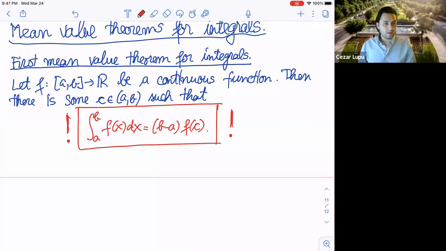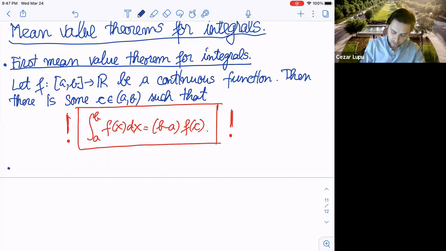As you can see, this is nothing else, just an application of the classical mean value theorem, but for the antiderivative, on the interval [a, b]. Anyway, I'm not going to go into the proof of this. This is done usually even in a Calc 1 course, but the proof is covered more in an advanced calculus course. All right, so that's the first mean value theorem for integrals. And now let's see the second one.